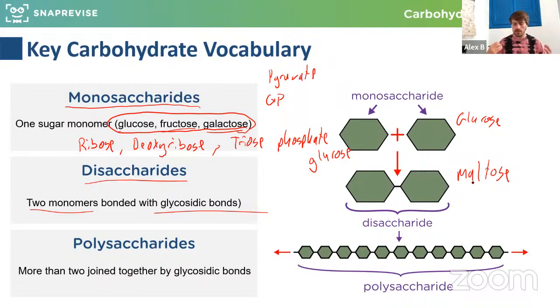If you then join a bunch of maltoses together, or just keep adding glucose, you get a polysaccharide, which in this case would most likely be starch. Although I guess it could also be glycogen, but this one's unbranched, so let's go for starch. And we've said already, a polysaccharide is just lots of monomers joined together. Technically, it's just three or more, but in reality, there can be thousands or even tens of thousands of molecules all joined together. So it's usually a lot more than three.